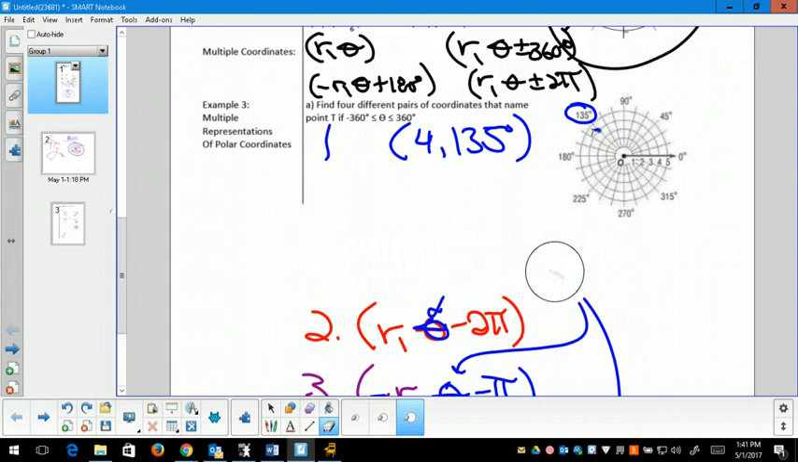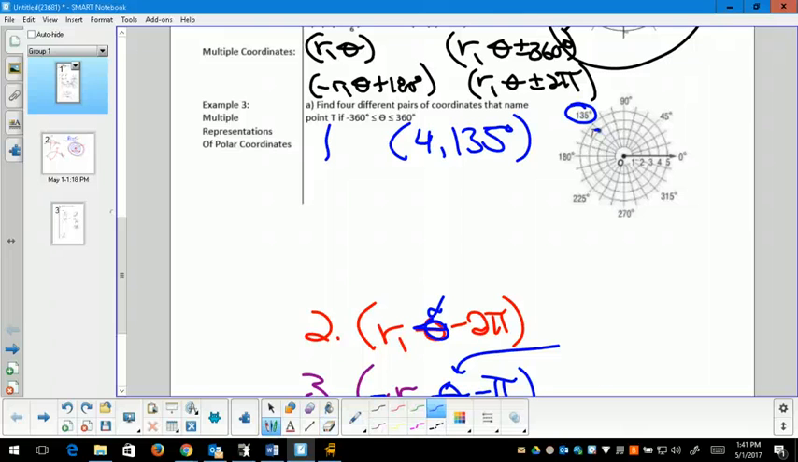Now, after having my first point written down, I'm going to keep that positive radius of 4, but I'm going to do 135 minus 360. 135 minus 360 is negative 225 degrees.